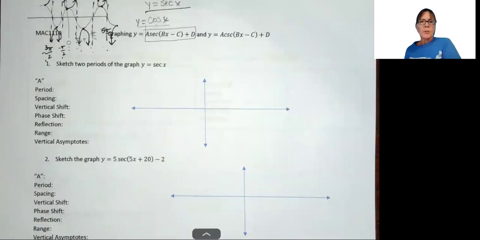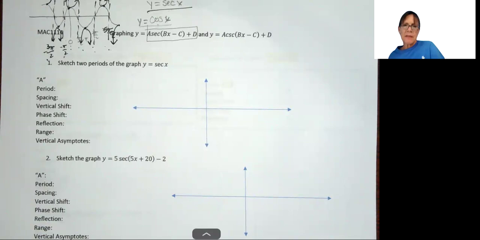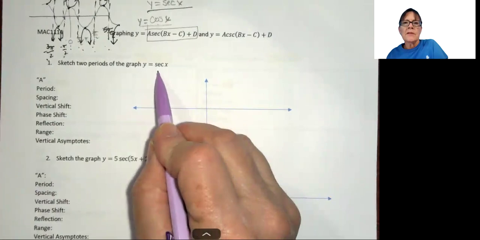Okay, this is section 8.2, and we are going to learn how to graph secant and cosecant graphs. We're going to start with a basic secant graph, and then we're going to graduate to something with a lot of bells and whistles. To graph a secant graph, we realize that secant is very much related to cosine because they are the reciprocals of each other.